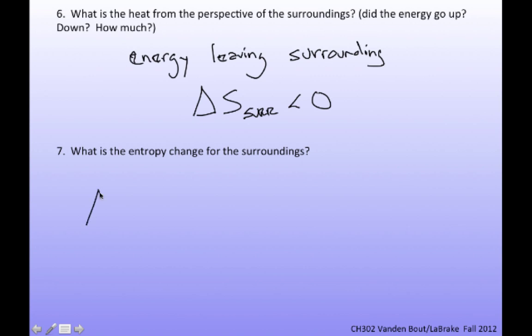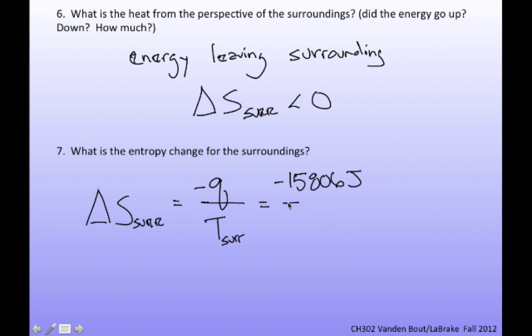How much will it go down? Well, the entropy change for the surroundings we can find because it's negative the heat from the perspective of the system divided by the temperature of the surroundings. We did this earlier when we calculated the enthalpy change, so this is actually minus 15,806 joules divided by the temperature of the surroundings, 298.15 Kelvin, and we see that this one is going down, minus 53 joules per Kelvin.